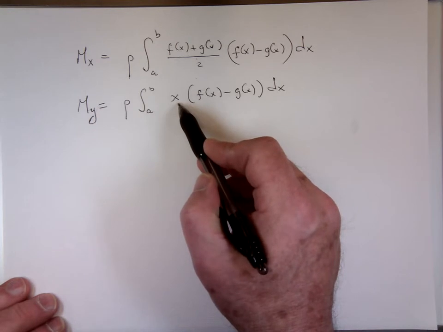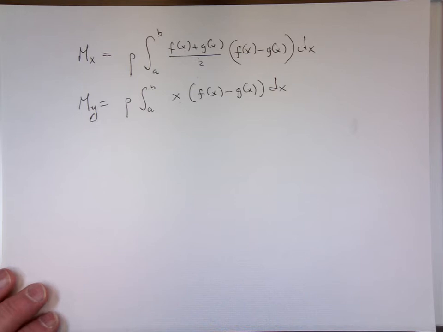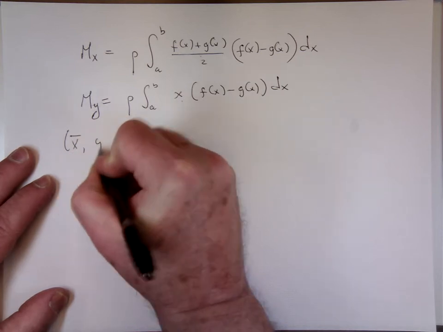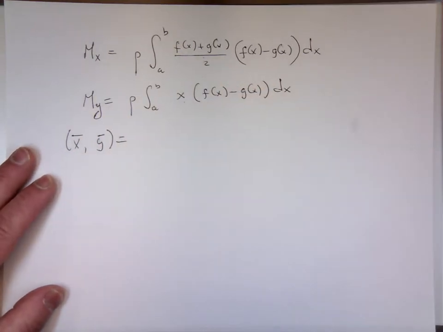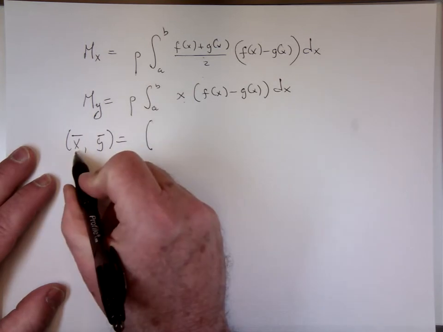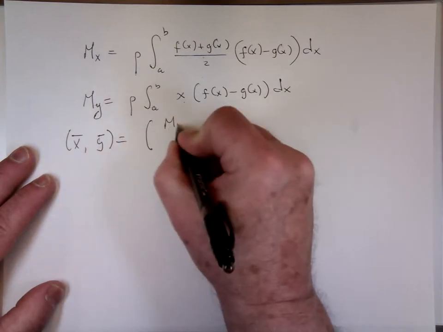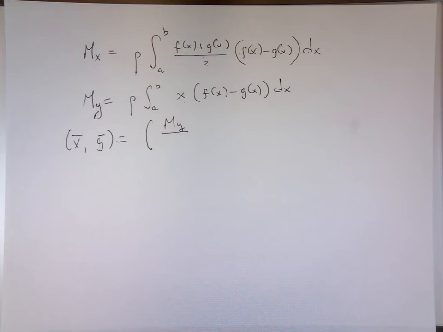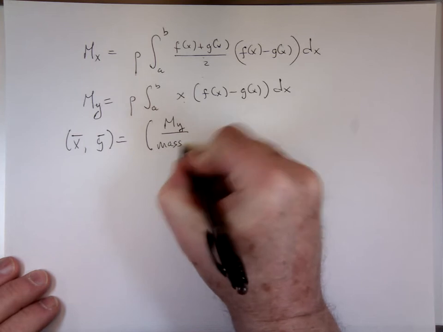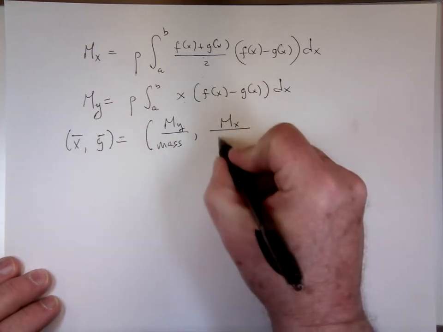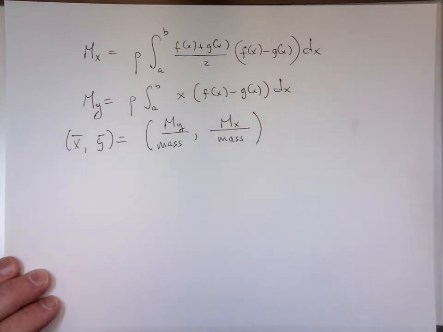Well, we're almost there. Here we go. X bar, y bar is equal to. X bar, that's the x-coordinate of the centroid, is equal to the moment from the y-axis. The moment from the y-axis actually is an x-coordinate. It goes to the right, okay? Divided by the mass. Y bar, the y-coordinate of the centroid, is the moment from the x-axis divided by the mass. Okay? There you go.